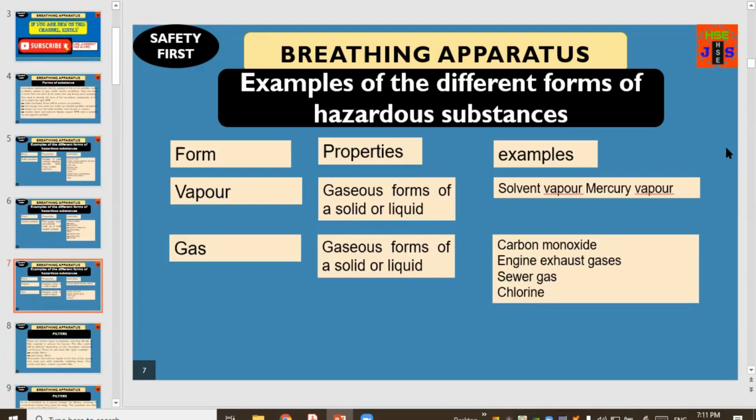Hazardous substance might be in the shape of vapor. It is in gaseous forms of a solid or liquid. The examples of vapor are solvent vapor, mercury vapor. Hazardous substance might be in the shape of gas, gaseous forms of a solid or liquid. The examples of hazardous substances in the form of gas are carbon monoxide, engine exhaust gases, sewer gases, and chlorine.